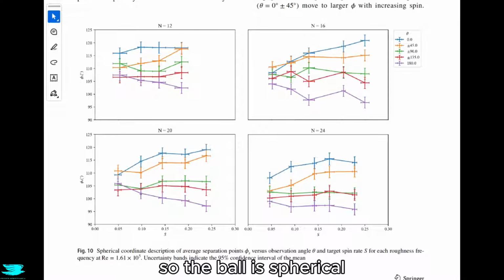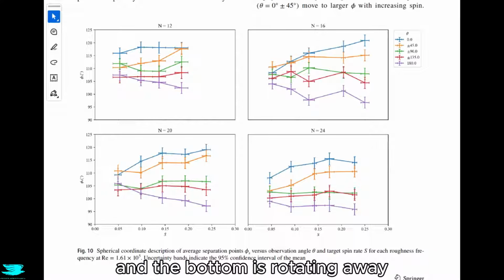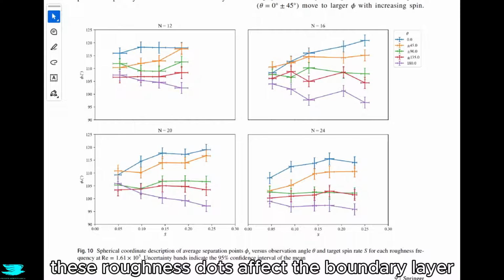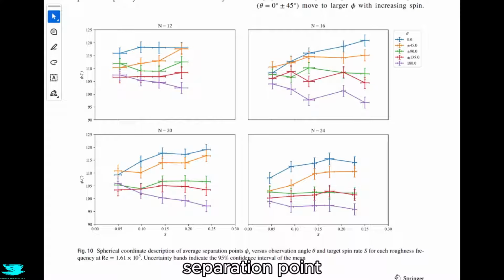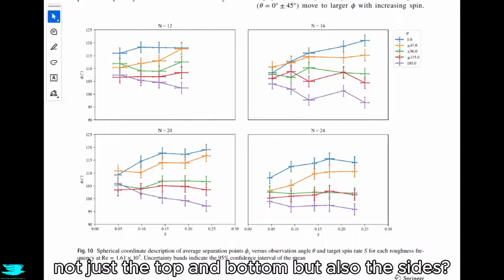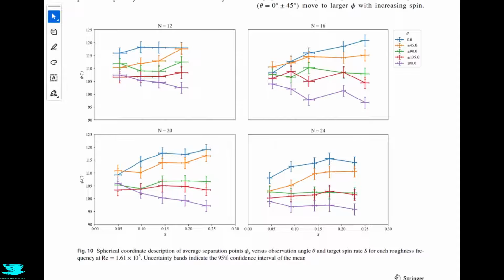So the ball is spherical. It also rotates in one direction only. Let's say that it rotates forward. That means that the top is rotating towards the oncoming air and the bottom is rotating away. The sides aren't rotating. So really the spin has the greatest direct effect on the top and bottom. Knowing that, and knowing that these roughness dots affect the boundary layer separation point, what is the effect of spin and these roughness elements on the boundary layer separation around the ball? Not just the top and bottom, but also the sides.